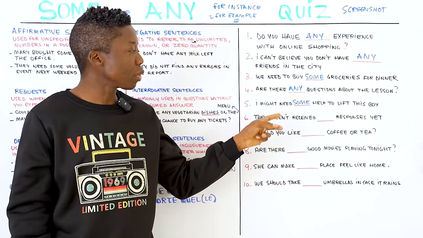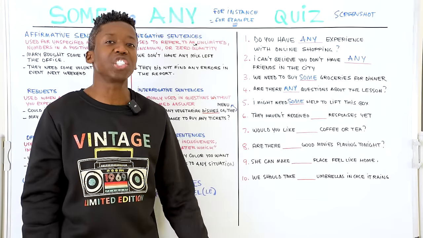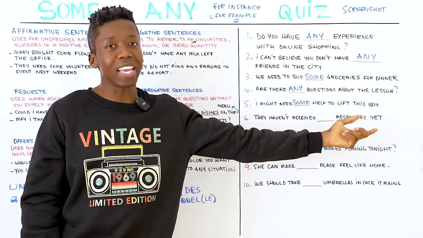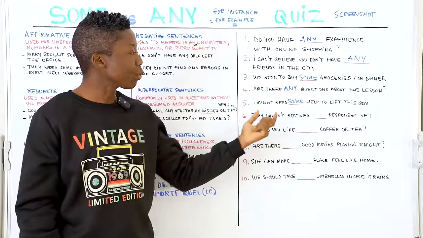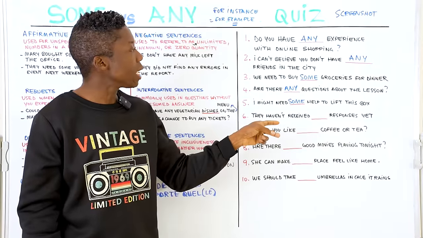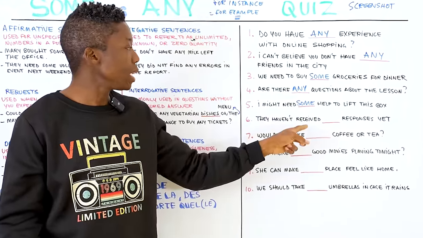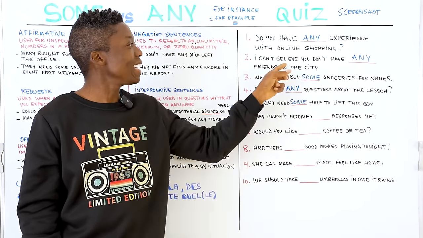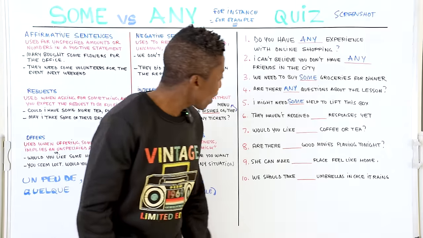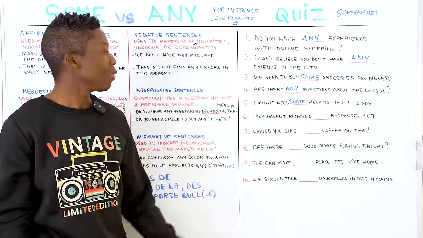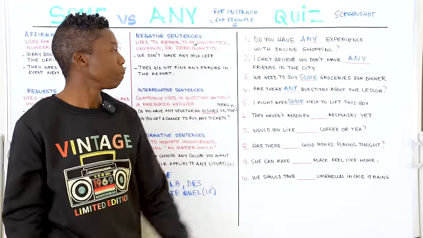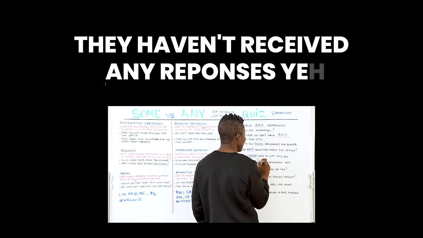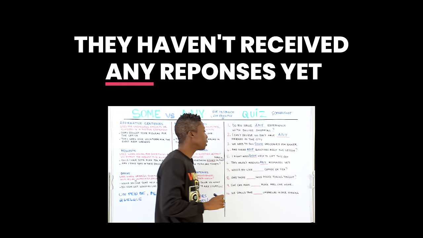They haven't received responses yet. Yet, pas encore. Pas encore, c'est yet. La phrase négative avec yet, c'est pas encore. OK. They haven't received. Vous voyez la différence entre believe et receive. Believe, ça c'est I-E. Receive, c'est E-I. Vous voyez la différence. OK. They haven't received. Est-ce que c'est some responses ou bien any responses? They haven't received any, phrase négative, any responses yet.